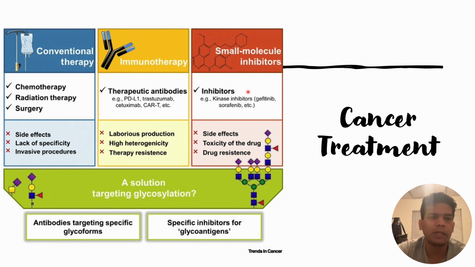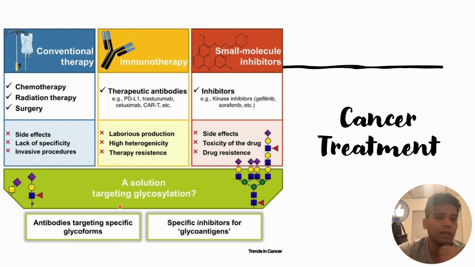The next one is the small molecule inhibitors such as kinase inhibitors, for example gefitinib, sorafenib, etc. The problems are similar to the other cases: side effects and toxicity of the drugs, and also drug resistance, that is, the immune system of the patients will develop an immune response against this kind of small molecule inhibitor. Therefore, that will reduce the half life of the small molecule inhibitor, as in the case of immunotherapy, and reduce its final efficiency for cancer treatment.